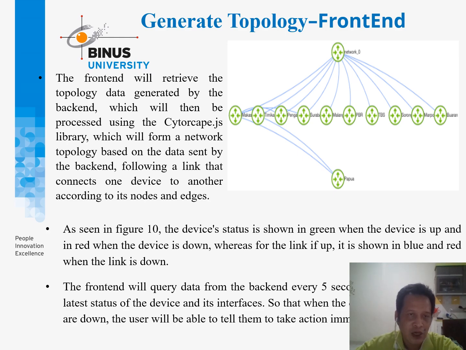As seen in this figure, the device status is shown in green where the device is up, and in red where the device is down, whereas a link is shown in blue when it is up and red when the link is down. So this is an example of the device status. The front end will query the data from the backend at 5-second intervals to get the latest status of devices and their interfaces, so that when a device is off or its links are down, the user will be able to take action immediately.